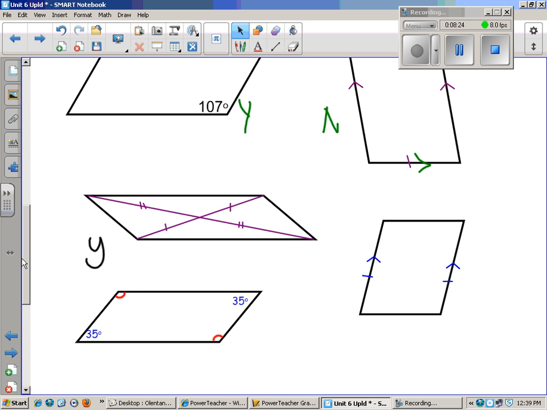Hallie, why would it be a parallelogram? Awesome. One set of parallel and congruent sides. Is this a parallelogram? Oh, sorry. Ding, ding, ding. Million, billion points. Is this a parallelogram?